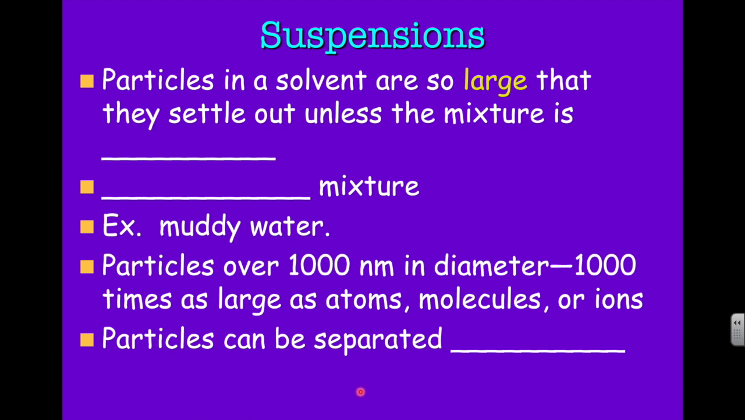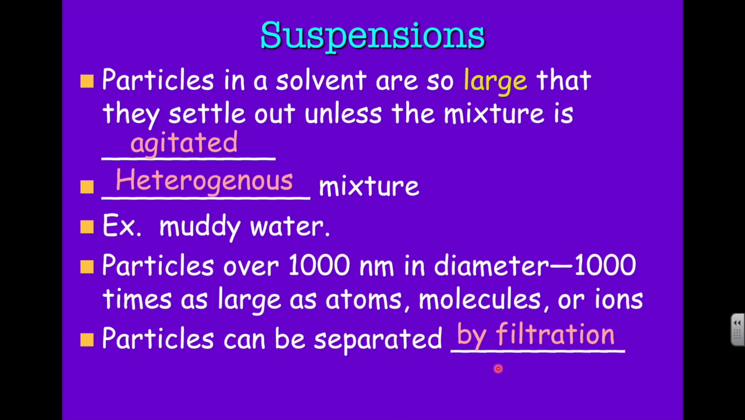So we're going to broaden a little bit, and we're going to get out of homogeneous mixtures. We're going to say that the particles in the solvent are so large that they settle out unless the mixture is agitated. So this is going to be a heterogeneous mixture. A good example is muddy water, and that's when the particles are over 1,000 nanometers. Okay, so 1,000 nanometers is actually 1 micron, or 1 micrometer. All right, so your filter paper is rated to the size of that, and it can filter out about that much. So the particles can be separated by filtration.